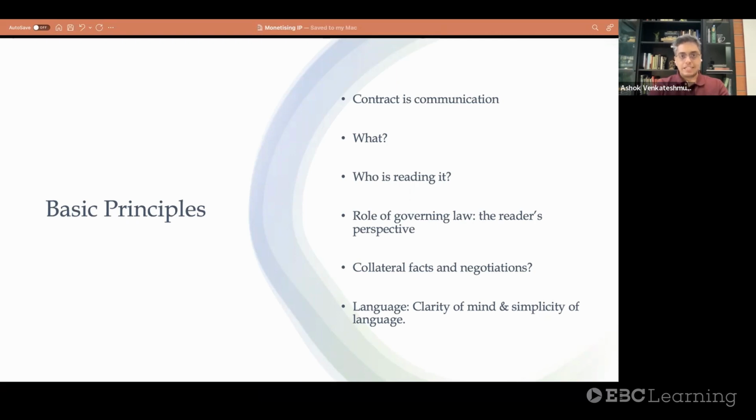We have talked about contract being communication, and about what the contract communicates. But the question also arises: who is the person reading the contract? This is almost the central theme of English contract law, because English contract law says that the contract, as understood by a notional third party reader, is the meaning of the contract that will prevail.